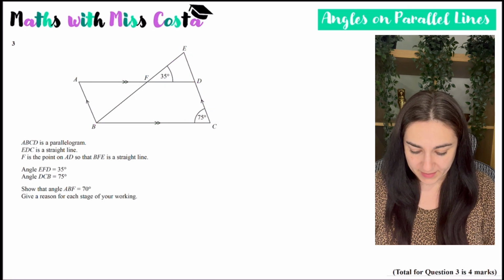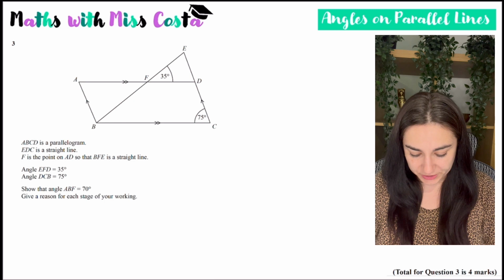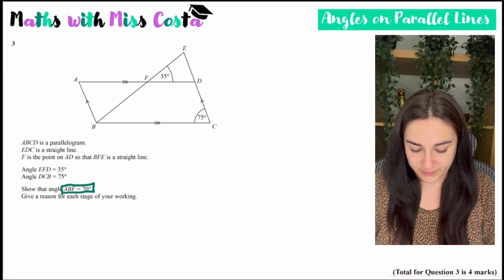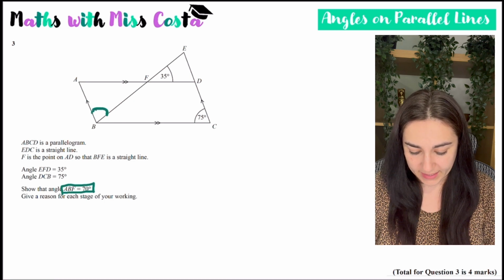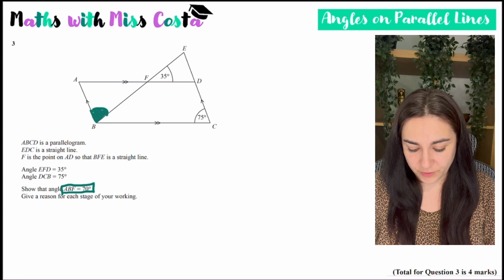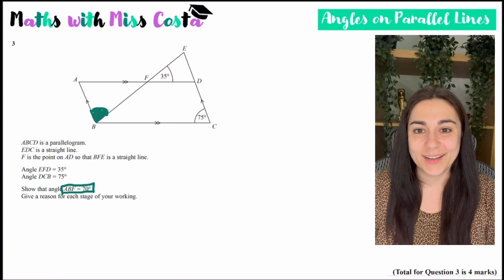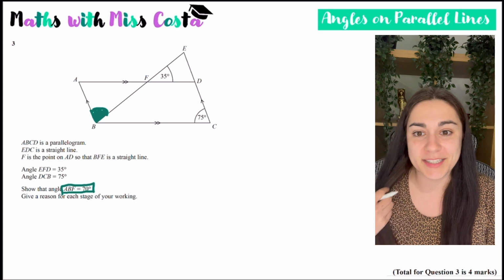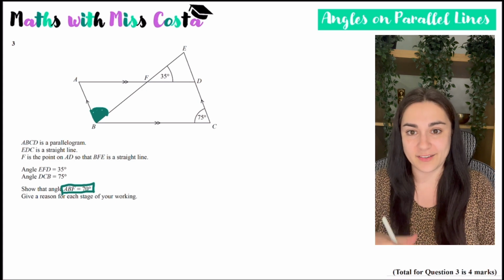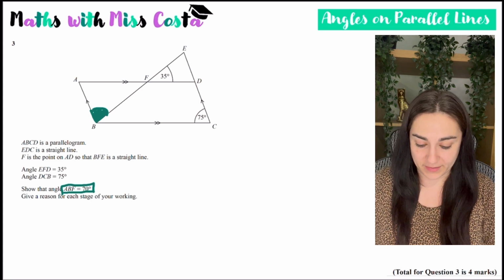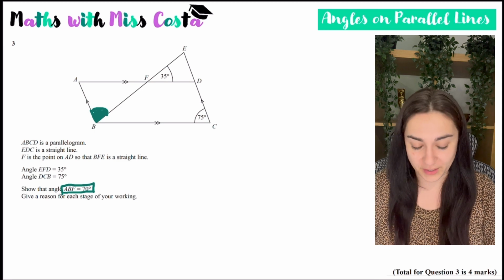They've told me some of the angles and I'm asked to show that angle ABF is 70 degrees. So ABF is this angle here. And don't try and start from there. When you're doing a show that question, you want to start from the very beginning to show how you ended up getting to ABF equals 70. So let's just think about what we can figure out.